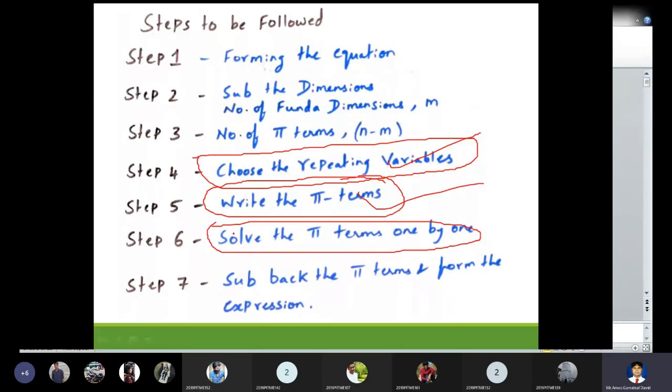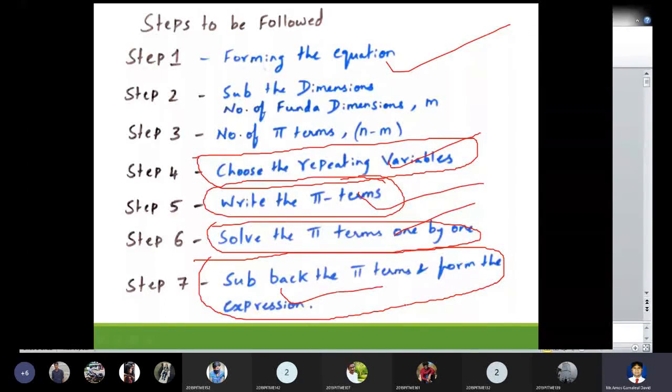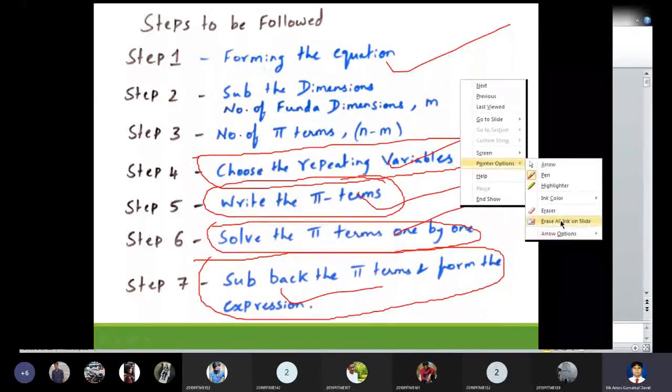by one. Now let's say pi 1 is there, you have to solve it, then pi 2, pi 3, pi 4, like that. You have to solve each one separately. Then take all the pi terms, put them back in the first equation, and then form the expression. That is the final output. So these are the steps that we'll be following.